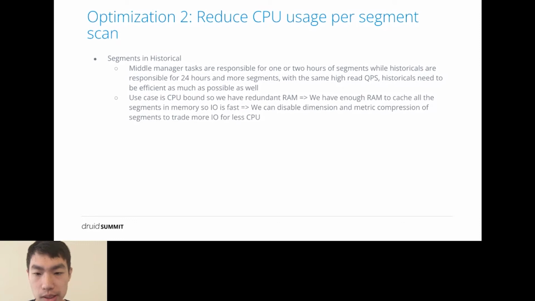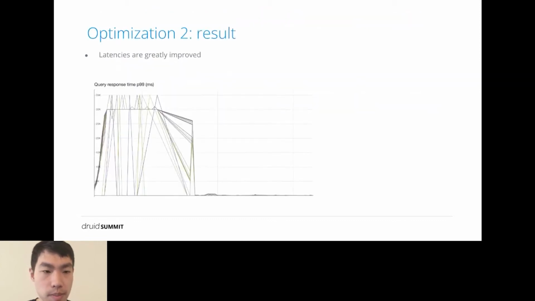So we can actually trade some I/O for less CPU. What we do is disable dimension and metric compression for segments on the historical side, which makes the segments larger, but we still have enough RAM to cache them and it is less CPU intensive. The result, with the in-memory bitmap and the disabling of compression in the persisted segments, is that latencies are greatly improved. This is one of the greatest graphs. Previously it took about 30 seconds for the same amount of QPS. Right now it's hundreds of milliseconds.